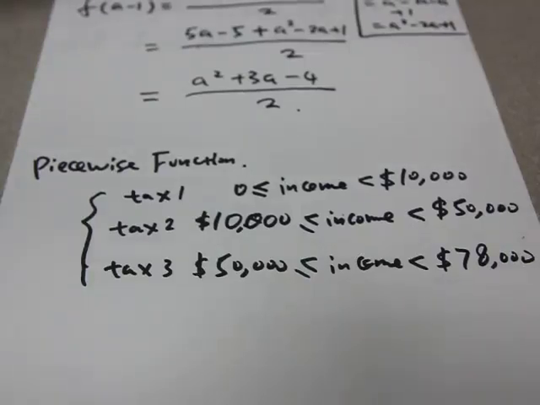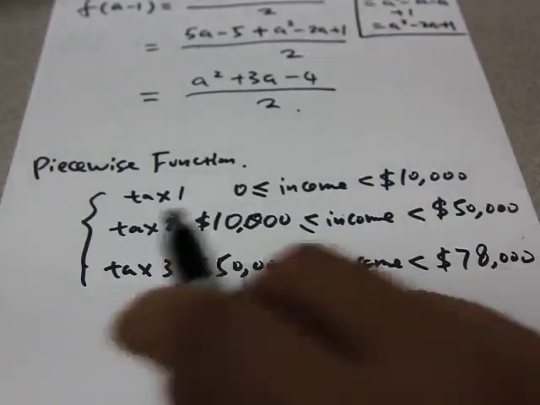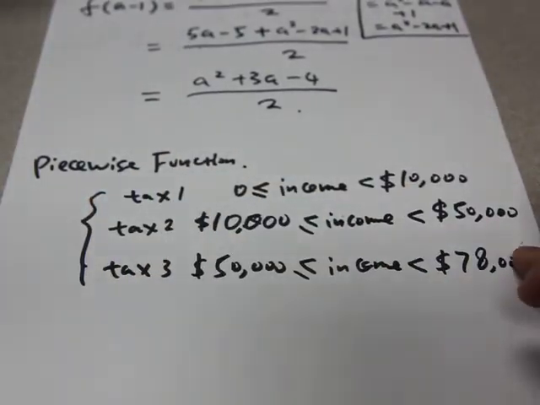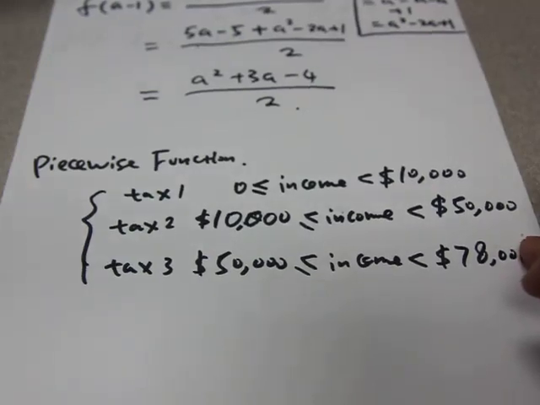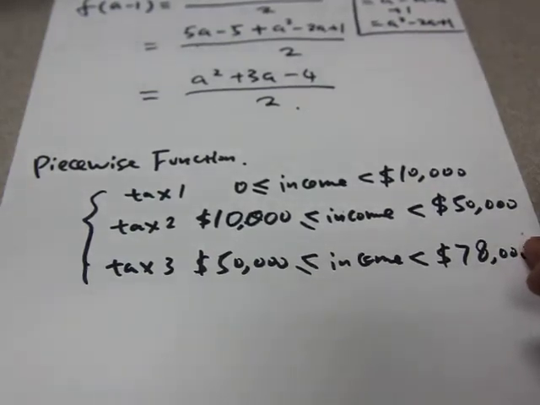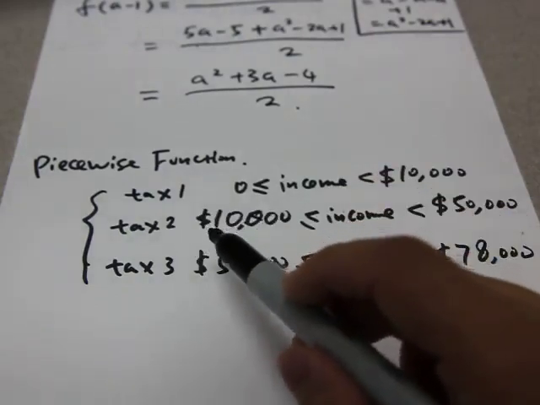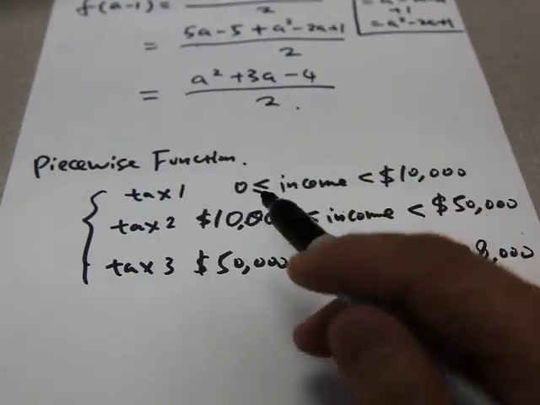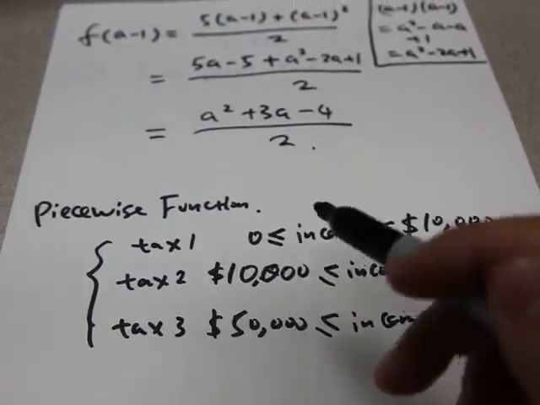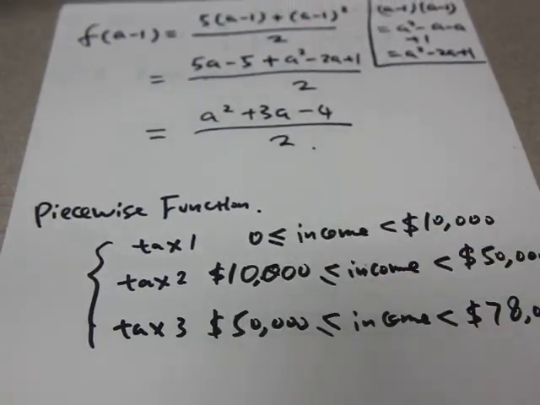Now, if a function is defined by using more than one equation, then this function is called a piecewise function. In real life, an example of using a piecewise function is how your tax is determined, or how your tax is calculated. The amount of tax calculated depends on your income.